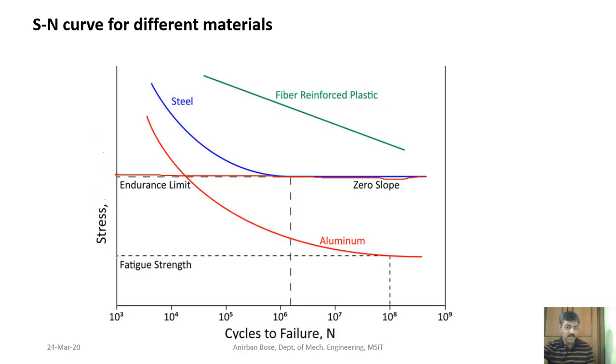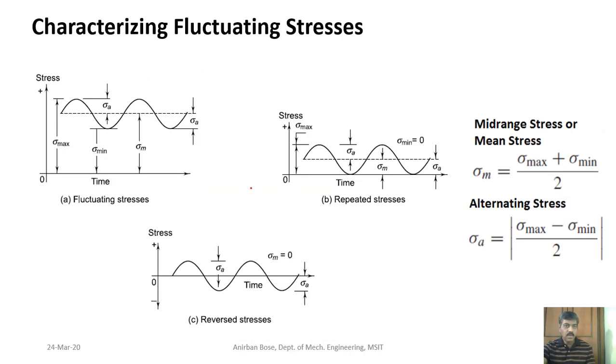Definitely you can define fatigue strength corresponding to some number of cycles. Okay, now characterizing fluctuating stresses, there may be other kinds of fluctuating stresses. Here what we can see, the general nature of the fluctuating stress is like this, a cyclic kind of loading. And let us try to define some of the important parameters.